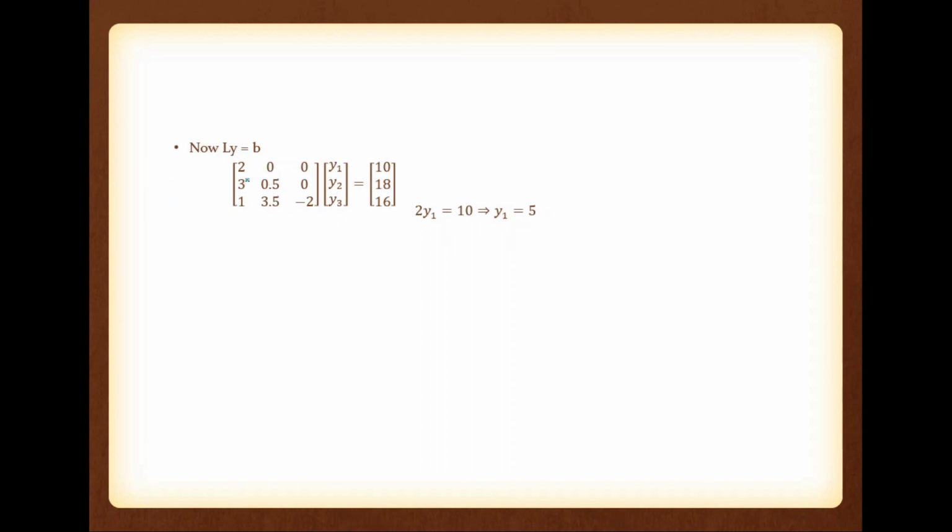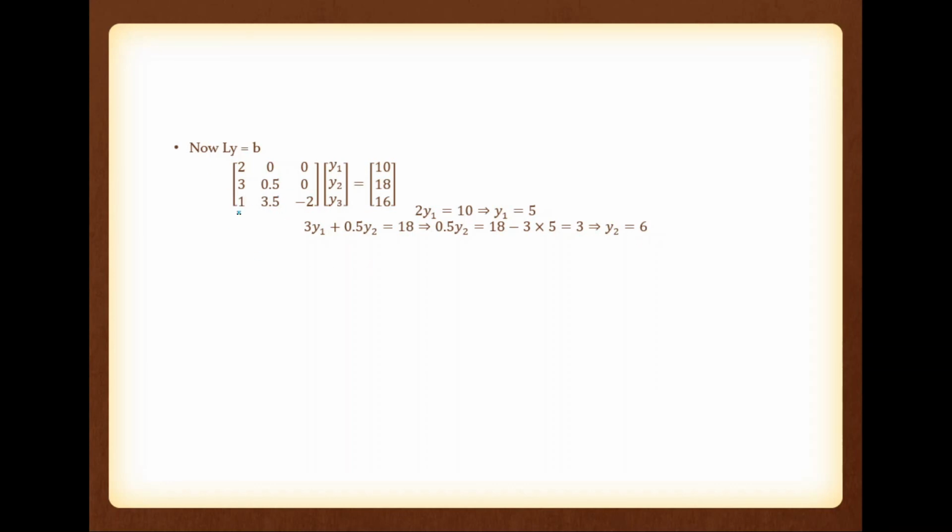Now take the second row. So 3 into y1 plus 0.5 into y2 equal to 18. So what is 0.5 into y2? 0.5 into y2 equal to 18 minus 3 into y1. That is 3 into 5, that is 15, so 0.5 y2 equal to 3. So y2 equal to what? y2 equal to 6.